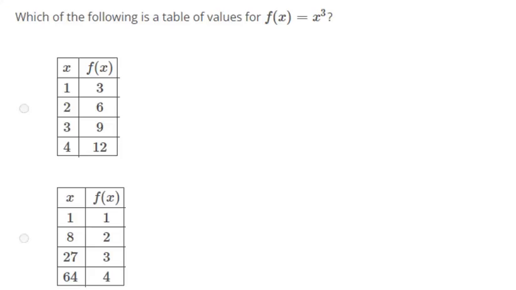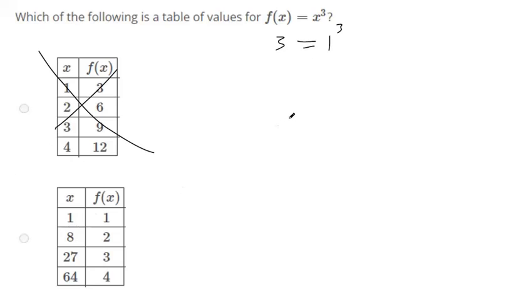Which of the following is a table of values for f of x? To check these problems, all you have to do is plug in the number for x and make sure it checks out for the y value. So this is saying this side of the equation is 3. This side of the equation is, whoa, that's not right, right? 1 to the third does not equal 3, so that's not it.